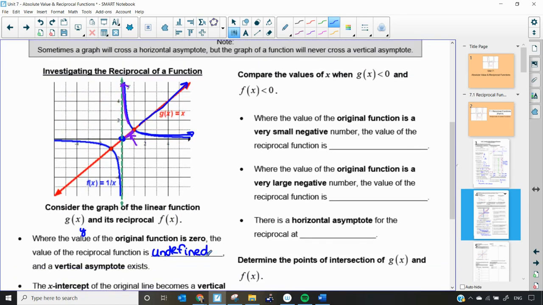All right, so now let's take a look at those values as they get smaller and smaller. Where the original value of the function is becoming a very small negative number, the value of the reciprocal function is becoming a larger negative number. So again, if we take a look at our original function, as they're becoming smaller and smaller negative numbers, so we're looking right in this area here, notice that our reciprocal function is also becoming larger and larger with regards to the negatives. So it becomes a larger negative number.